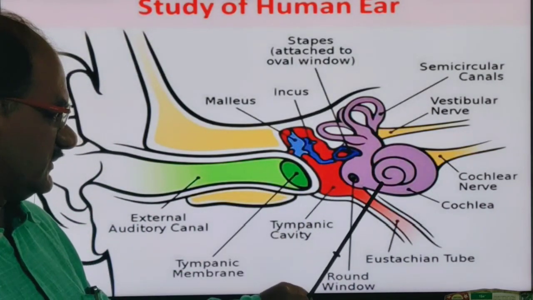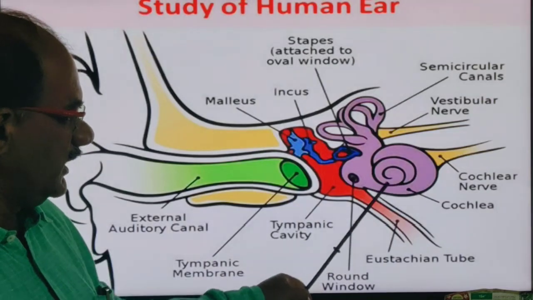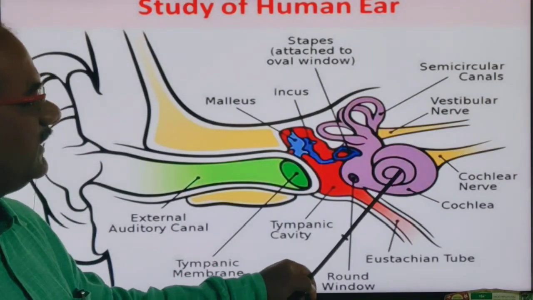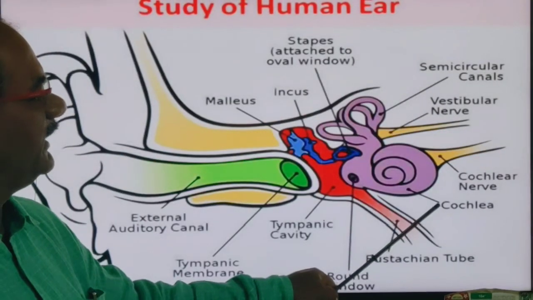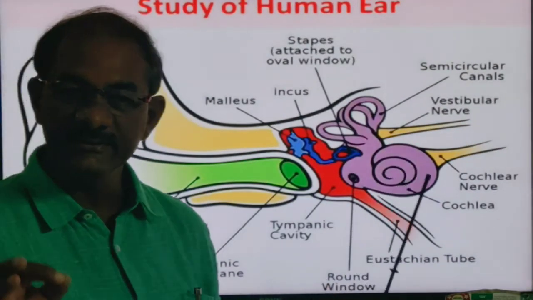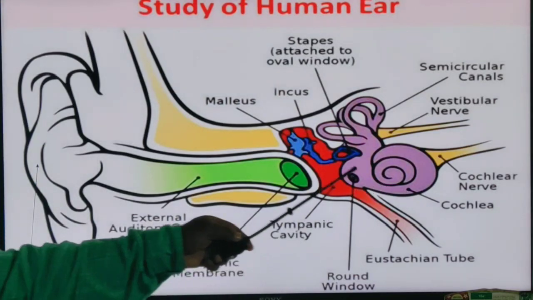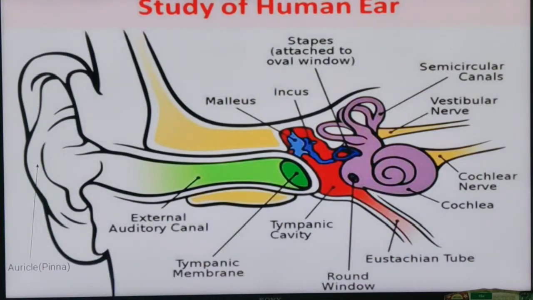And the third structure is the cochlea. This highly coiled structure is called the cochlea. The cochlea is also part of the inner ear. In this structure, the cochlea is parallelly coiled, and two membranes are present: one is Reissner's membrane, another is the basilar membrane.